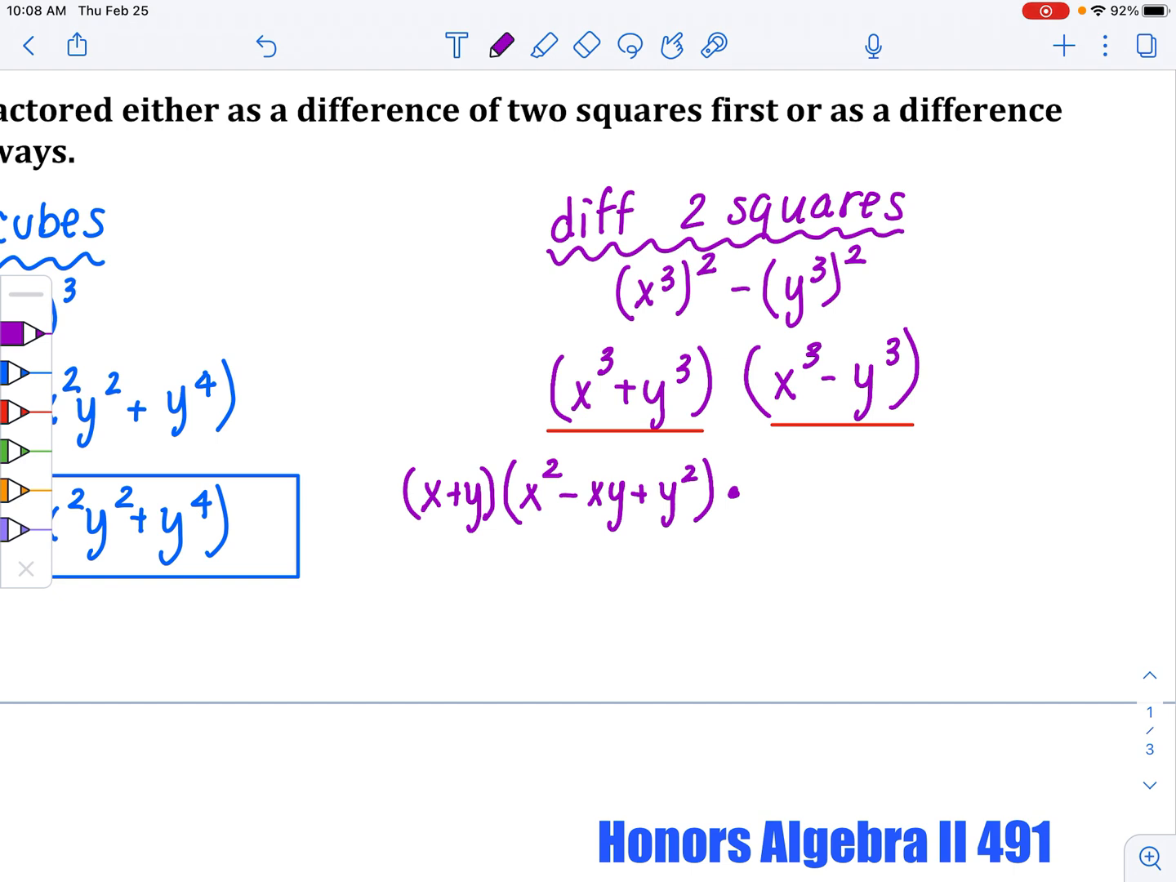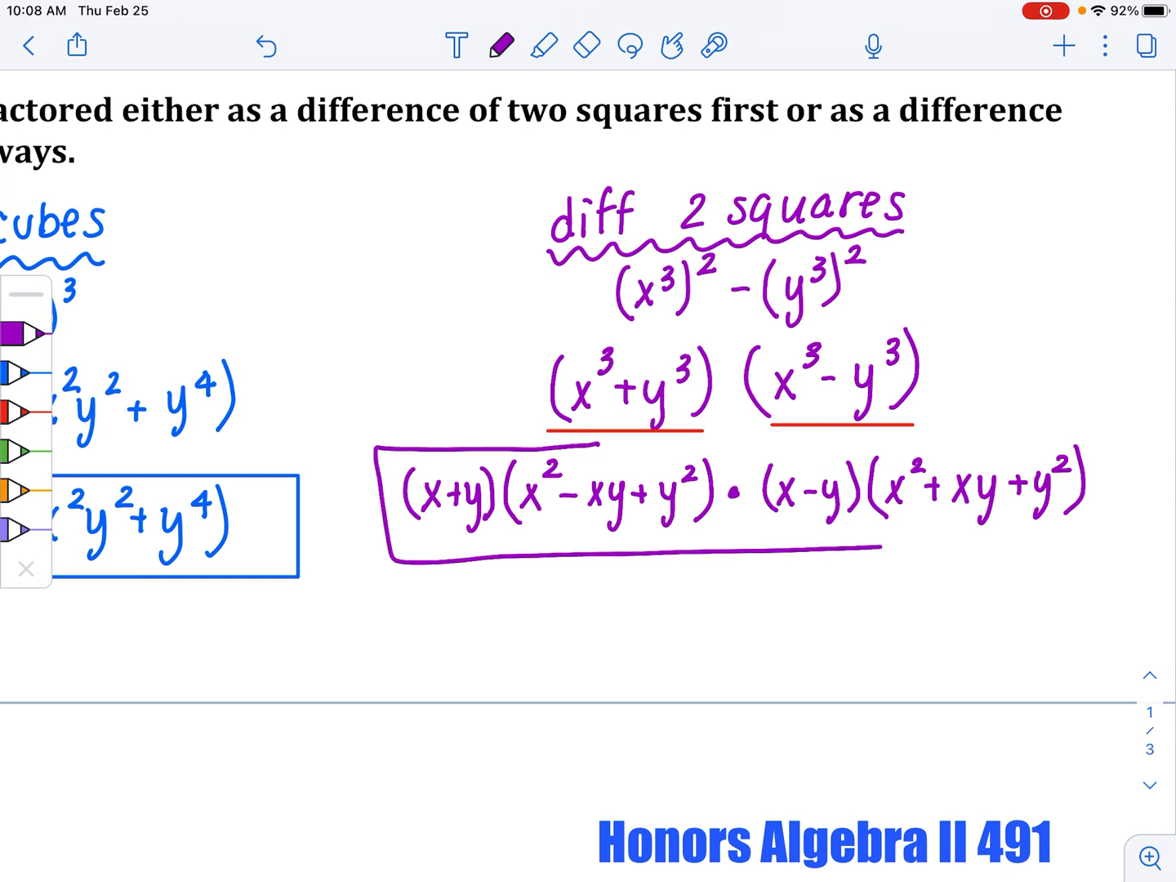Difference of perfect cubes will now be x minus y, x squared plus xy plus y squared. That would be your final answer. You can't simplify anymore. You can't go down any more factors. So this could be the answer that you give.